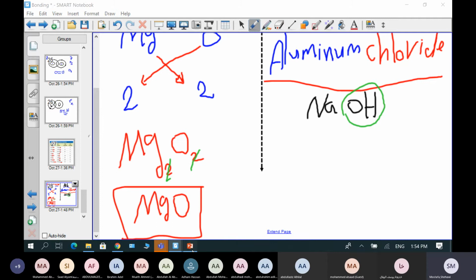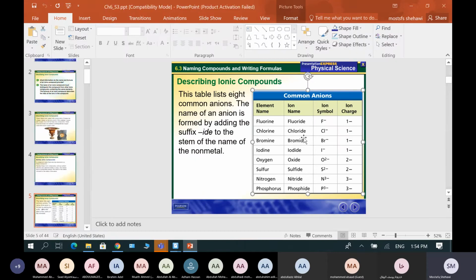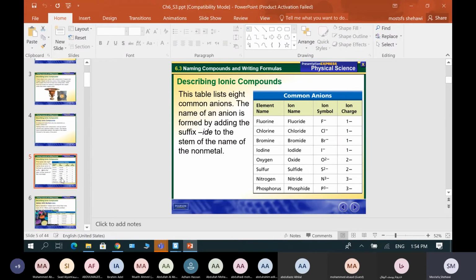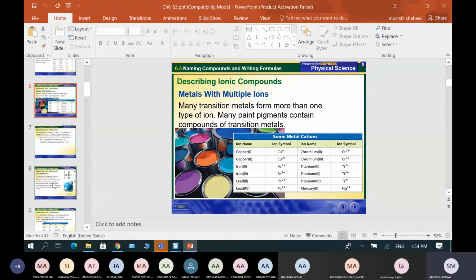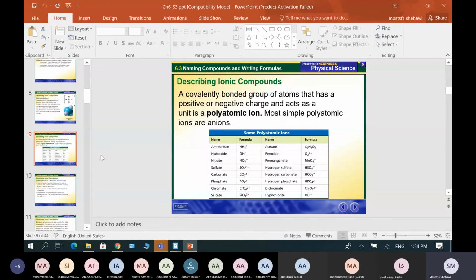We have a table for it here. So this is the first table, I ask you to save it. And the second table was for the polyatomic ions. This is called polyatomic ions.